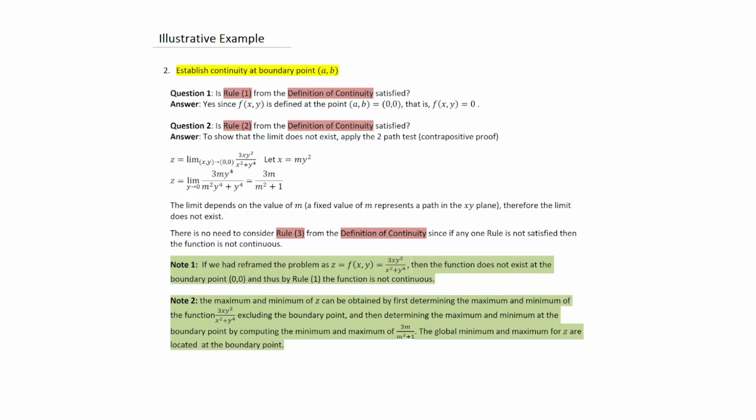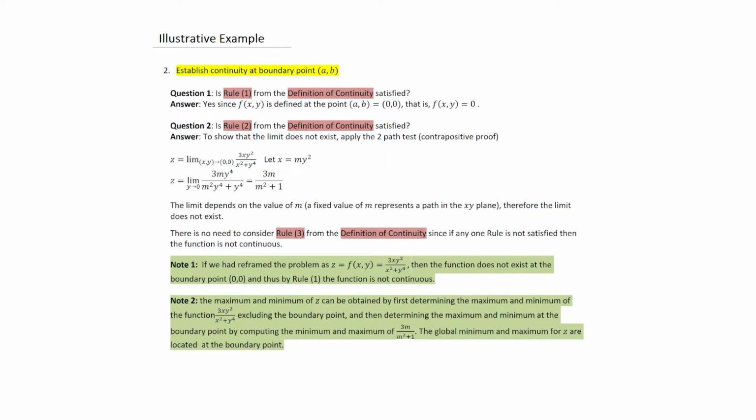All right, second thing is to establish continuity at the boundary point (a, b). So question 1 would be, is rule 1 from the definition of continuity satisfied? Yes, it is, because f(x, y) is defined at the point (a, b) = (0, 0). That is, its value is equal to 0. So that's one check mark. Now question 2: is rule 2 from the definition of continuity satisfied?